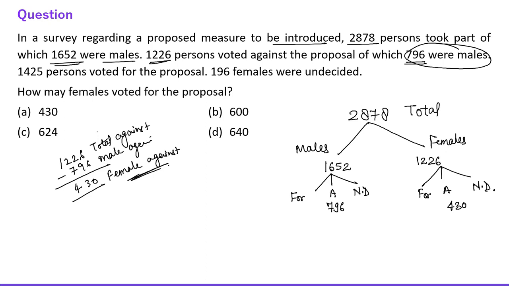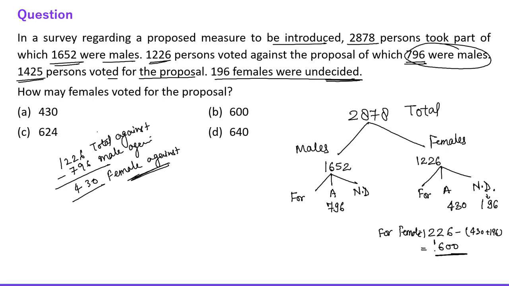Okay. Now, question is saying 1425 persons voted for the proposal and 196 females were undecided. So total how many females participated? Total 1226 females participated. Out of this, 430 were against, 196 were not decided, right? So this is 430 plus 196, so this comes out to be 626, right? So for female is equal to 1226 minus 626, so this comes out to be 600. So 600 females are for the bill, right?